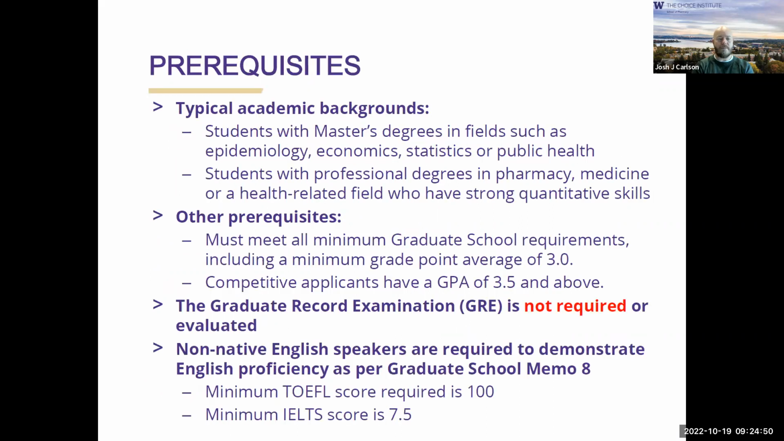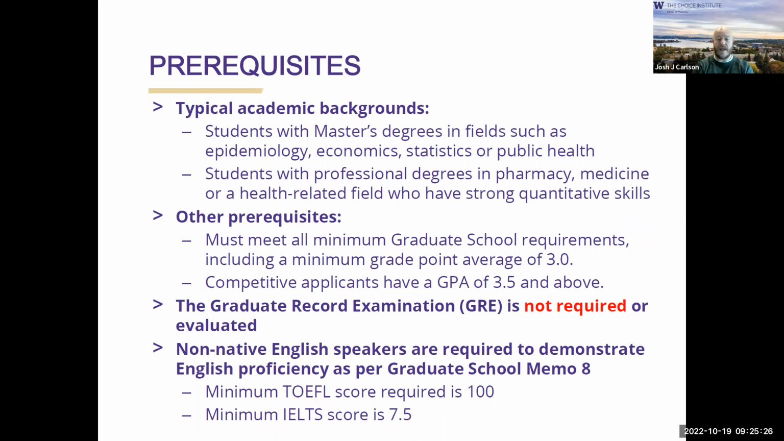So what are some prerequisites and key features of applicants? The typical academic background is an advanced degree. Most of our students have a master's degree in epidemiology, economics, statistics, or public health, or professional degrees like pharmacy or medicine with an emphasis on strong quantitative skills. So again, most, if not all, have an advanced or professional degree with a really strong quantitative background.